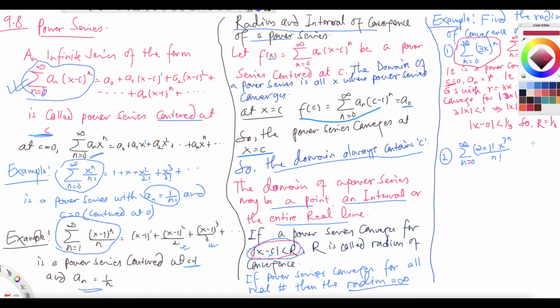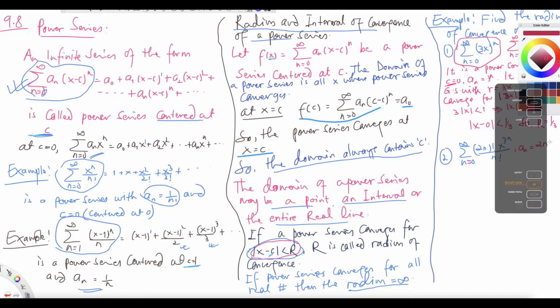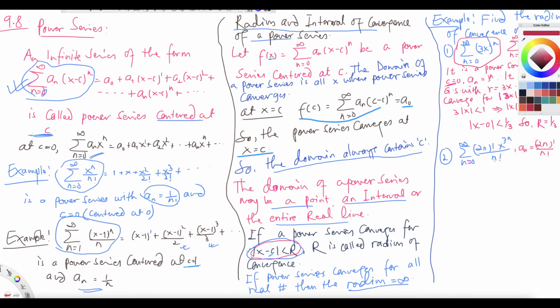Okay, and where a sub n is what? a sub n is equal to (2n)! divided by n!. Okay, and what is c? The center is again 0, right? c is 0. Okay, so what we want to do is find the radius of convergence if the series converges. If the series diverges, then it will definitely converge at x equals c, which is 0, right?